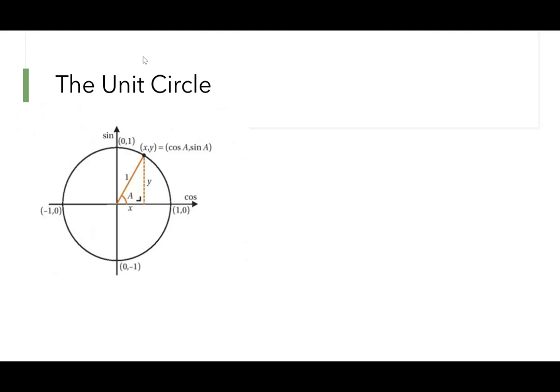Tan A, and this is new now, while it was opposite over adjacent, is actually more technically sine A over cos A. So sine A from above is y, and cos A from above is x. Tan is y over x, and we will see that with all of this as we go through it. So, as I said, let's look at an angle over here now.